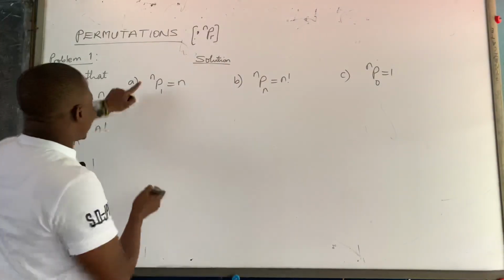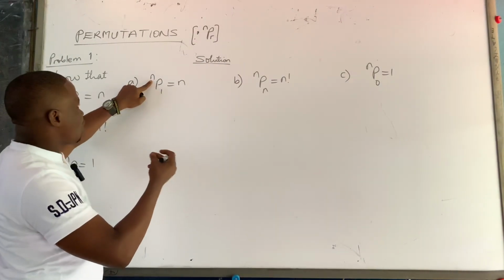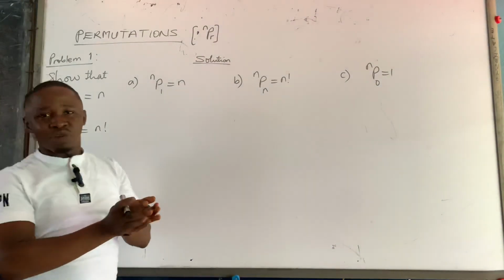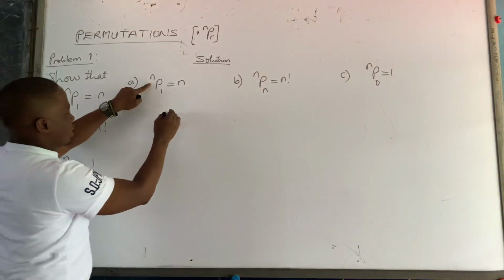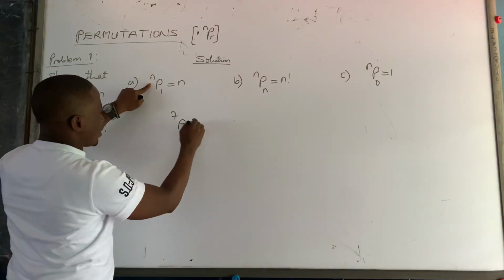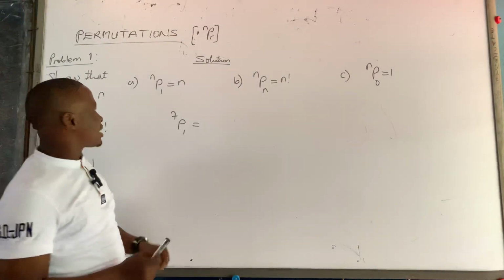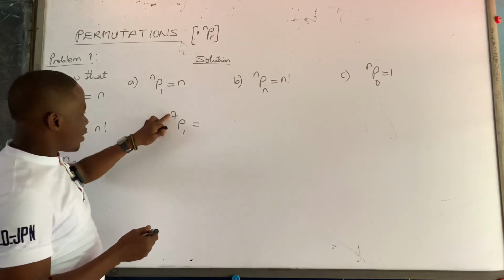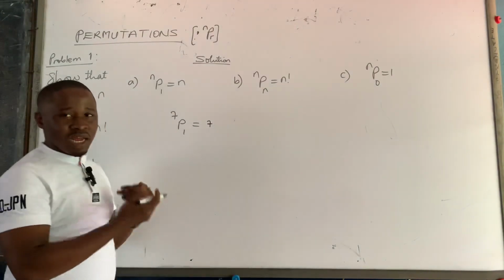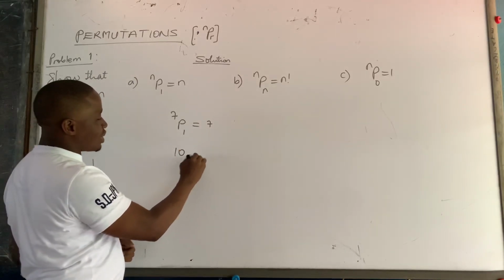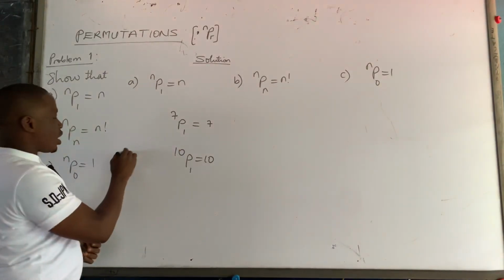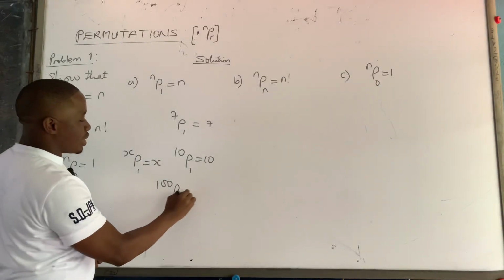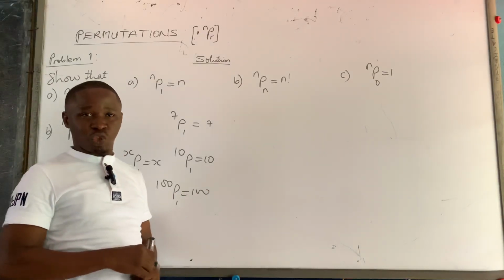Alright, so imagine as you are solving problems involving permutations, let us create a scenario for n permutation 1. Let's say 7 permutation 1. If it is stated that n permutation 1 is n, then we can deduce that 7 permutation 1 is 7. Likewise, 10 permutation 1 is 10. So what about x permutation 1? It is x. How about 100 permutation 1? It's 100.